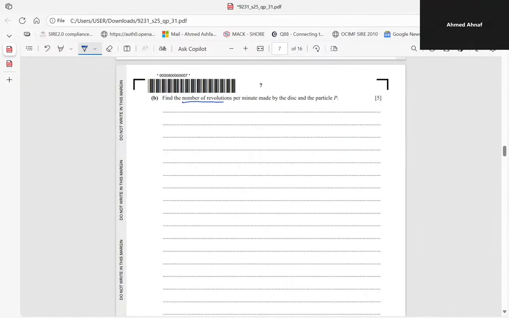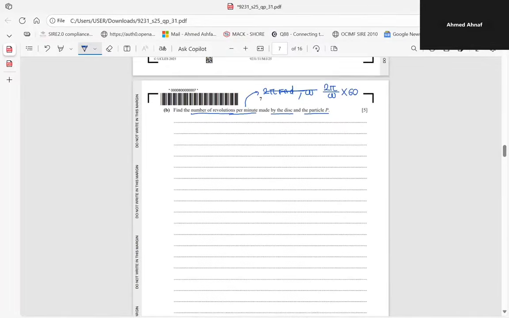Now we have to find the number of revolutions per minute made by the disk and the particle P. What do they mean by number of revolutions? One revolution is 2 pi radians, and we're given the angular speed, which measures how many radians it covers in 1 second. So we can find the number of revolutions per second first, and then multiply by 60 to get the number of revolutions per minute. So this is just going to be 2 pi divided by omega. This gives us the number of revolutions per second, and then multiply by 60 to get the final answer.